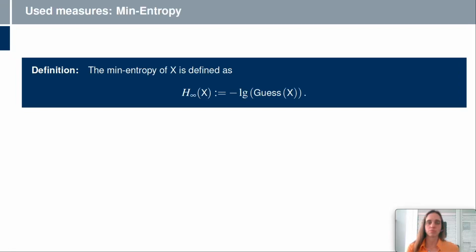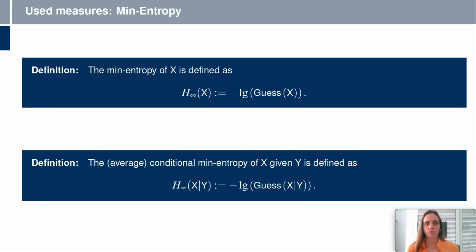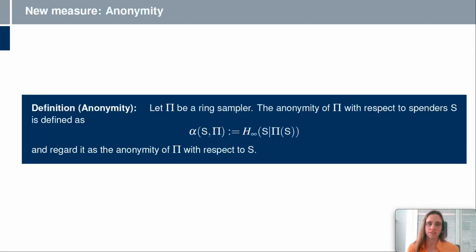And the min entropy of a random variable x is defined as the negative logarithm of the guessing probability of x. And again, we can have our average conditional min entropy of x given y. And this is then the negative logarithm of the guessing probability of x given y. And this provides us, as probabilities are between 0 and 1, with a value greater than 0.